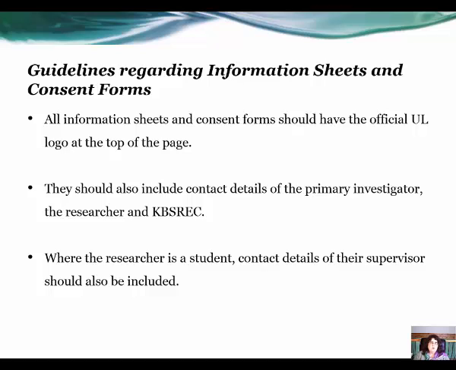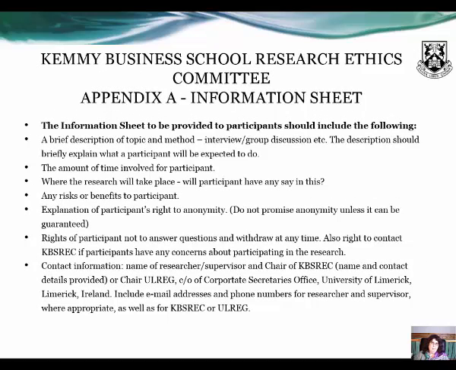Guidelines regarding information sheets and consent forms. They should all have the official UL logo at the top of the page. They should include contact details of the primary investigator, the researcher, and the KBS Research Ethics Committee Chair. Where the researcher is a student, contact details of their supervisor should also be included. The following is a copy of the information sheet that is to be included with the form, and also that could be on the email or on the online survey.